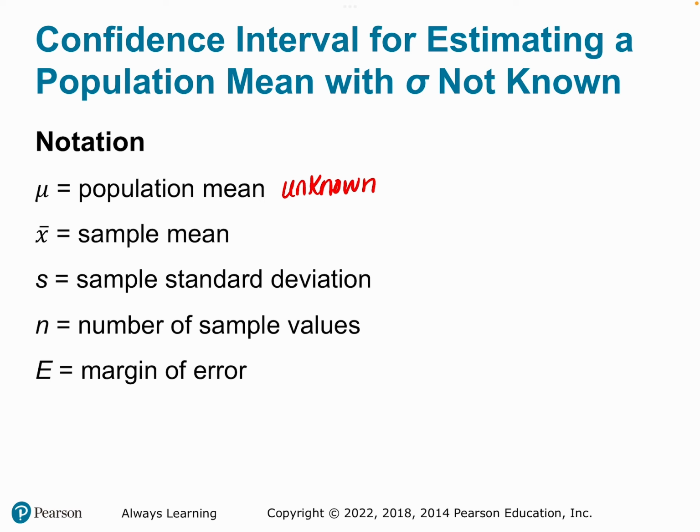N is our sample size, and capital E will once again stand for the margin of error, and that is the distance from our point estimate, which is the center of the confidence interval, out to each of the two limits, the lower limit and the upper limit for the interval.